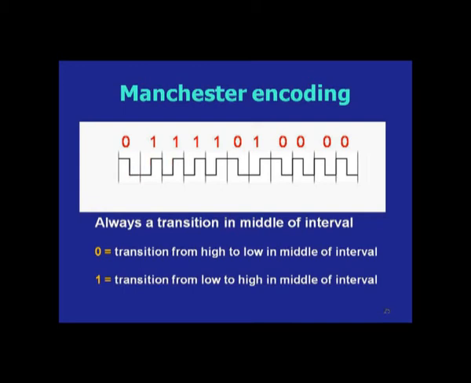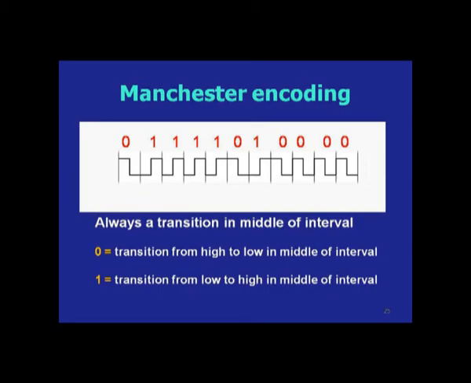Then I have a 1 again, so again it's a low to high transition. 1 again, so a low to high transition. 1 again, low to high transition. Now I have a 0, so this will now be a high to low transition. 1 again, so this is a low to high transition. So by looking at the middle of the pulse, looking at whether it is going from high to low or low to high, you can identify whether it is a 0 or a 1.